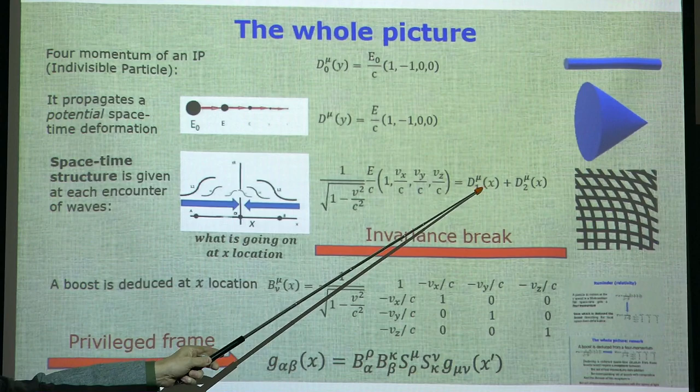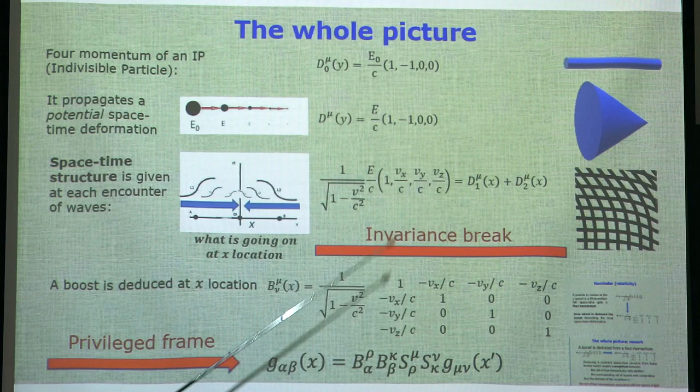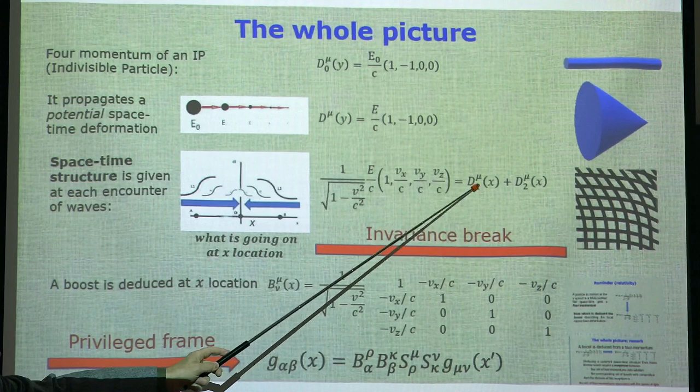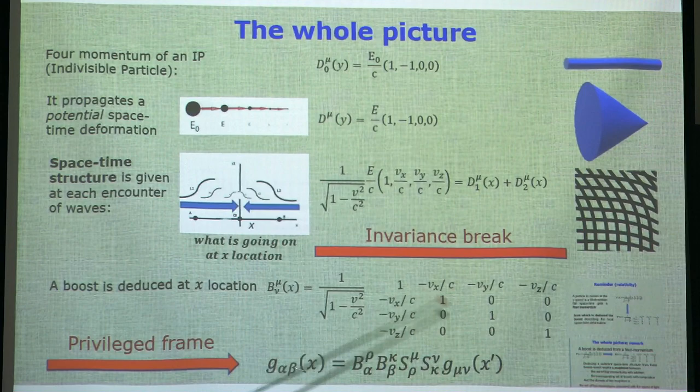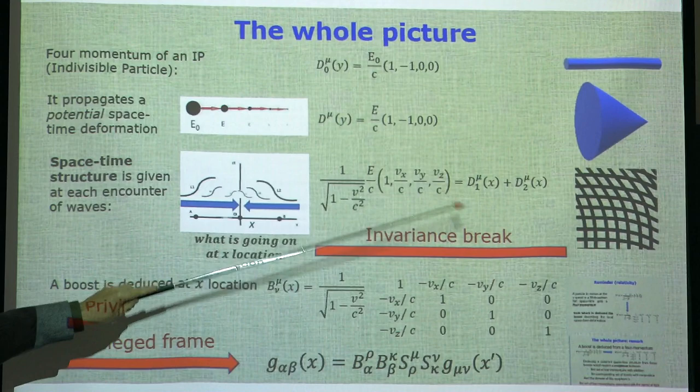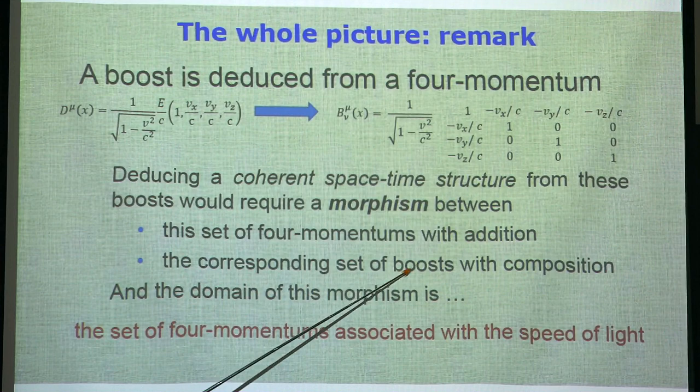you have to add two four momentum, and you get a boost, and then you get the metric. If you have only one, you have only one here. If you take two of such things, you get two boosts. If you get those two boosts, the operation is a composition here. Here it's an addition. So you need to have an isomorphism between here and here. A morphism between the set of four momentums with addition and the corresponding set of boosts with composition.